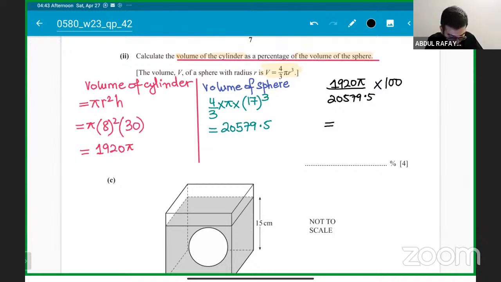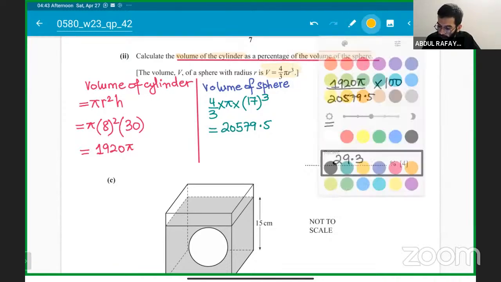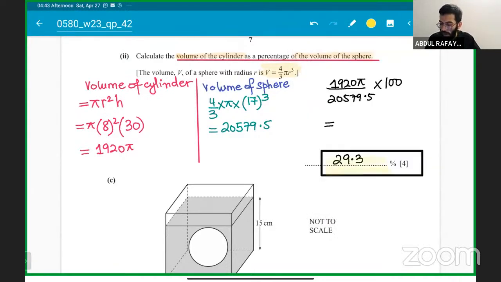So it is coming to 29 point something, 31%, so we will round off to 1 decimal place because 3 significant figures are done. I believe the final answer to get the 4 marks will be 29.3%. And here let me tell you the split of marks so that it is easy for you, it is common sense. 1 mark for volume of cylinder, 1 mark for volume of sphere, 1 mark for applying the percentage formula, and 1 mark for the final answer. Getting it guys, is it clear?